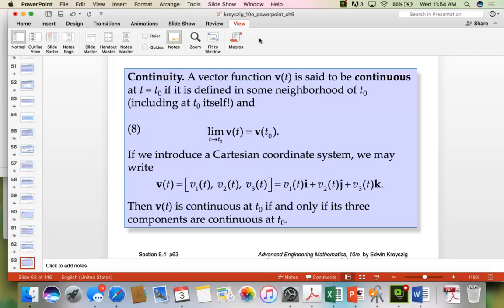All right, so a vector function v of t, so this is time dependence. A vector function v of t is said to be continuous at t equals t naught if it's defined in a neighborhood of t naught. So if we then introduce a Cartesian coordinate system, this vector v of t is continuous at t naught only if its three components are continuous at t naught. So in other words, you can't have one of the coordinate coefficients go unstable. They all have to be stable and they all have to be continuous. So if one goes to infinity, the entire vector function is going to go to infinity.